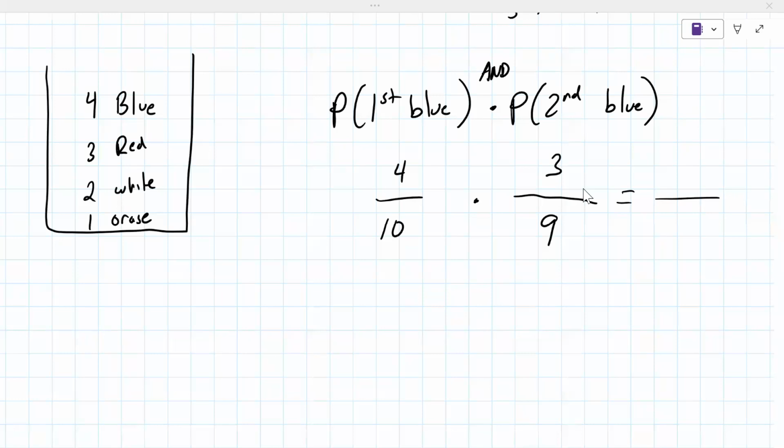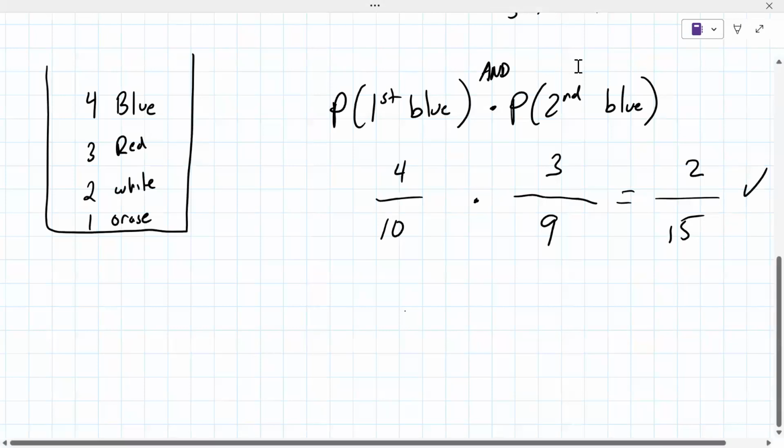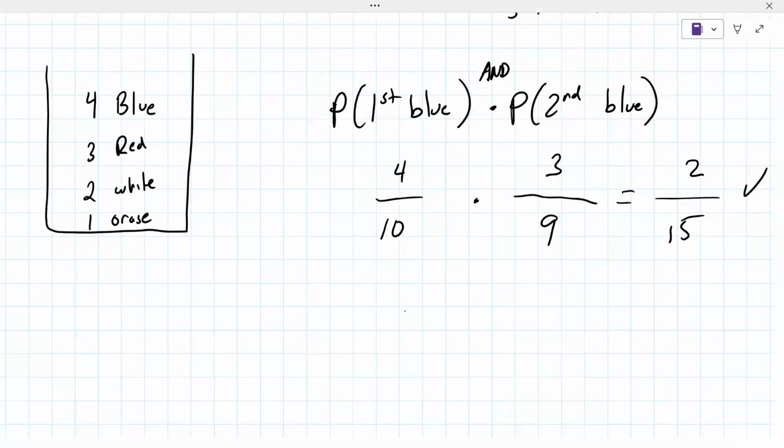So that's maybe something we'll work on here, because the best way to do it is to reduce these numbers as much as you can and then multiply. Okay. So 2 over 5 and then 1 over 3. 2 over 15. Good, very good.